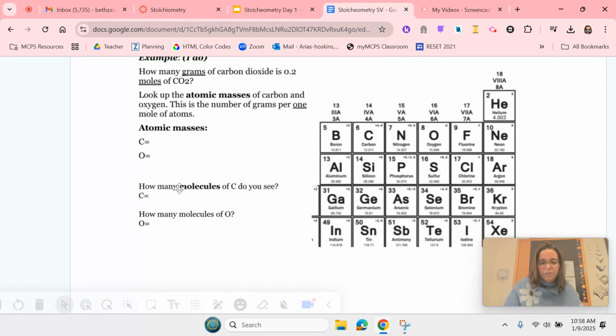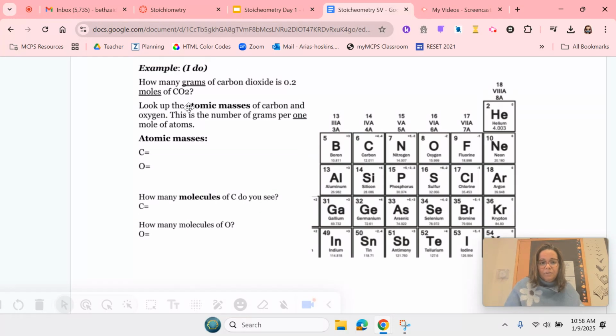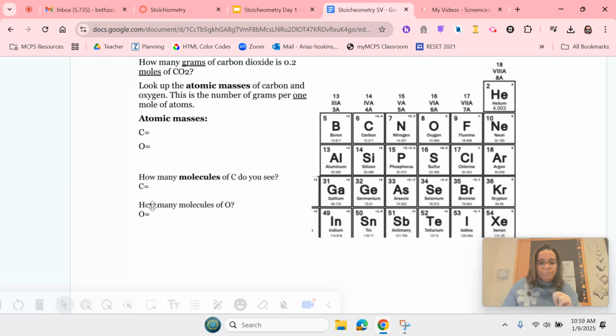Now, how many atoms do you see for C, and how many do you see for oxygen? Remember, you have CO2. So C, when you learned this before, what is C alone? It means that you have only one carbon. You have the O2, oxygen 2. How many do you have there? 2. Okay, so make sure to write in there carbon is only 1 and oxygen is only 2, okay?